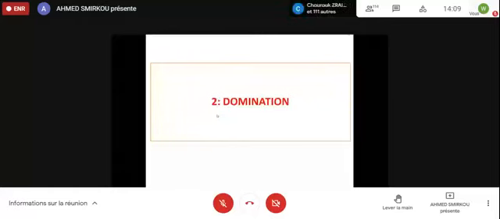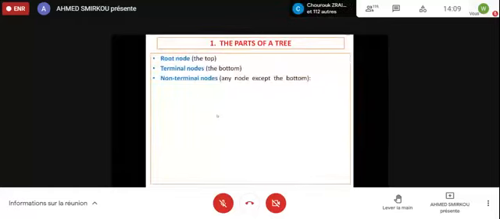So this is just some terminology. What is a branch? What is a label? A node, root node, terminal nodes, non-terminal nodes, branching node, non-branching node, etc.